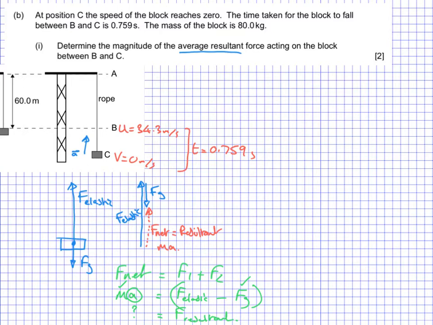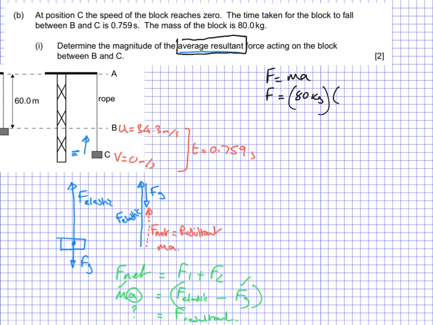So the combination of this is the resultant force, the F resultant, and that's what I'm looking for. So really I'm just looking for F equals ma, and since I know that this F equals ma is the resultant force, that satisfies this piece, the average resultant force. I know the mass, so let's go ahead and see if we can plug this in. I know the mass, well the mass is 80 kilograms. All I need now is this acceleration.